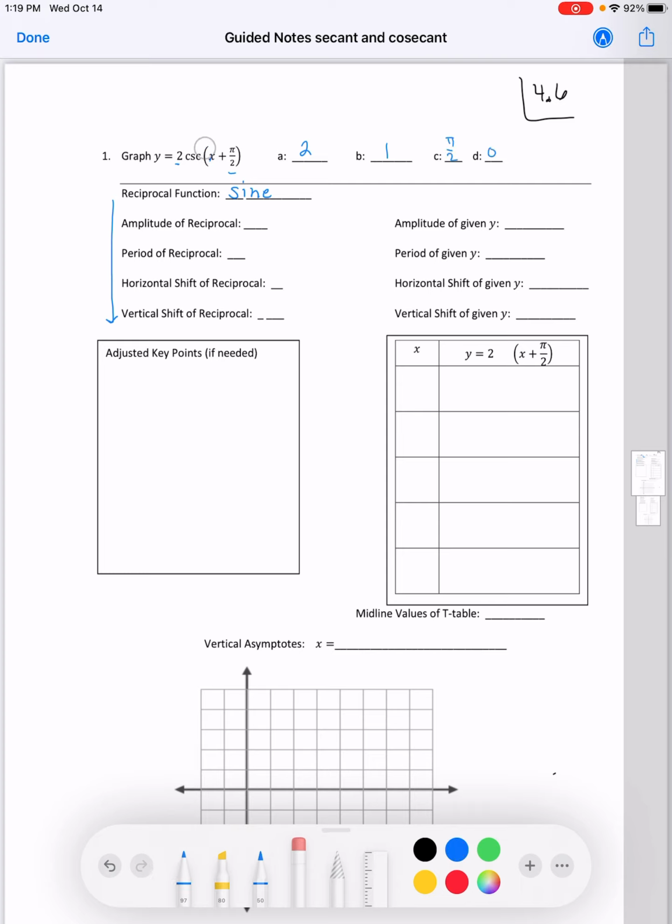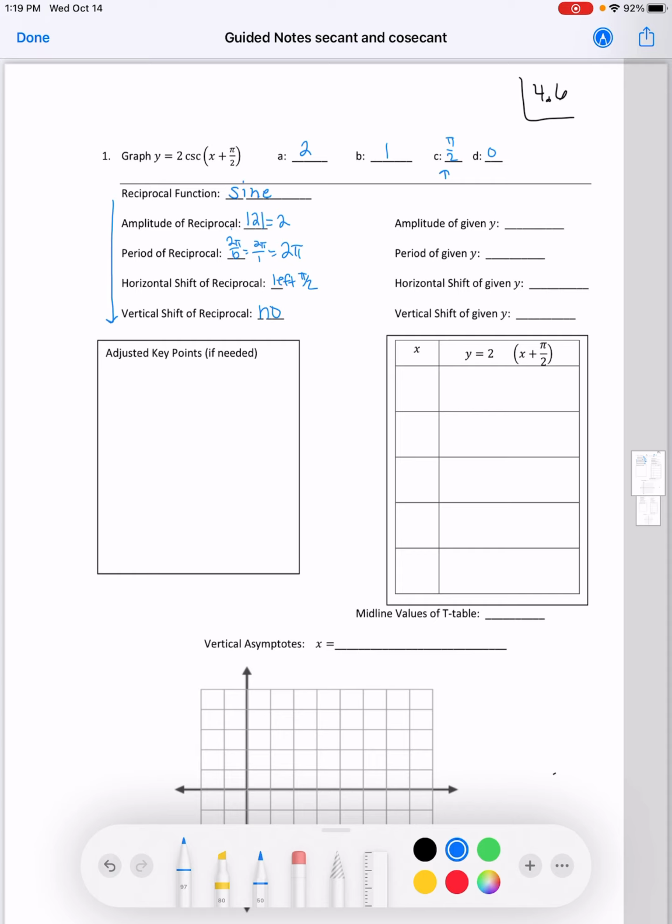So for this stuff here, I should be able to tell that the amplitude of my sine function, the reciprocal function, is the absolute value of 2, which is 2. My period is 2 pi over b, so that's 2 pi over 1, which is 2 pi. My horizontal phase shift comes from here. I'm going to go left pi over 2, and I'll show you why in 1 second. And I have no vertical phase shift.